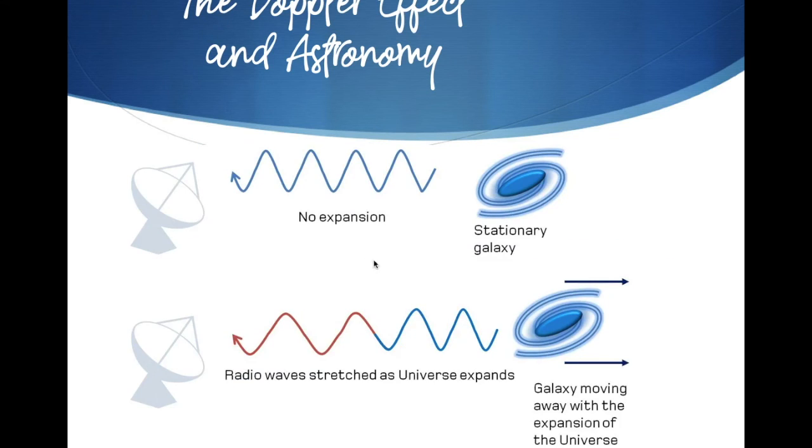Here's just a visual of it. If we had no expansion and we're measuring, it could be radio waves or whatever else, a stationary galaxy, and if the galaxy is moving away with the expansion of the universe, then those radio waves that were measured would stretch out longer, and then you end up seeing that redshift that way too. So just another visual of why we care about the Doppler effect related to light.